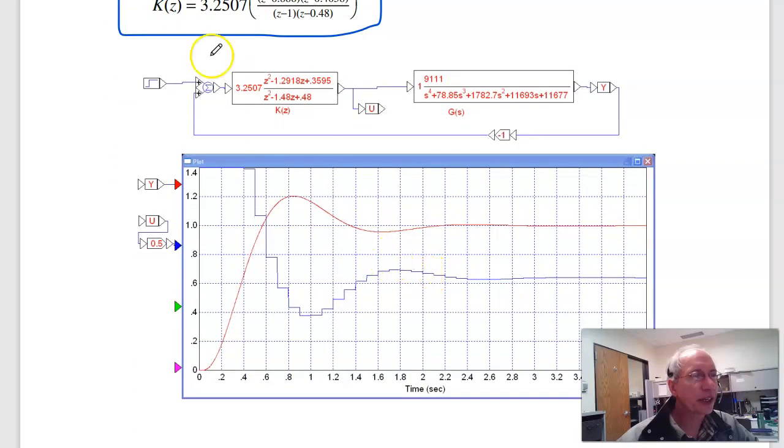Acid test is try it. Throw it in here. I've got 20% overshoot, a 2-second settling time, no error for step input. This compensator meets my requirements.